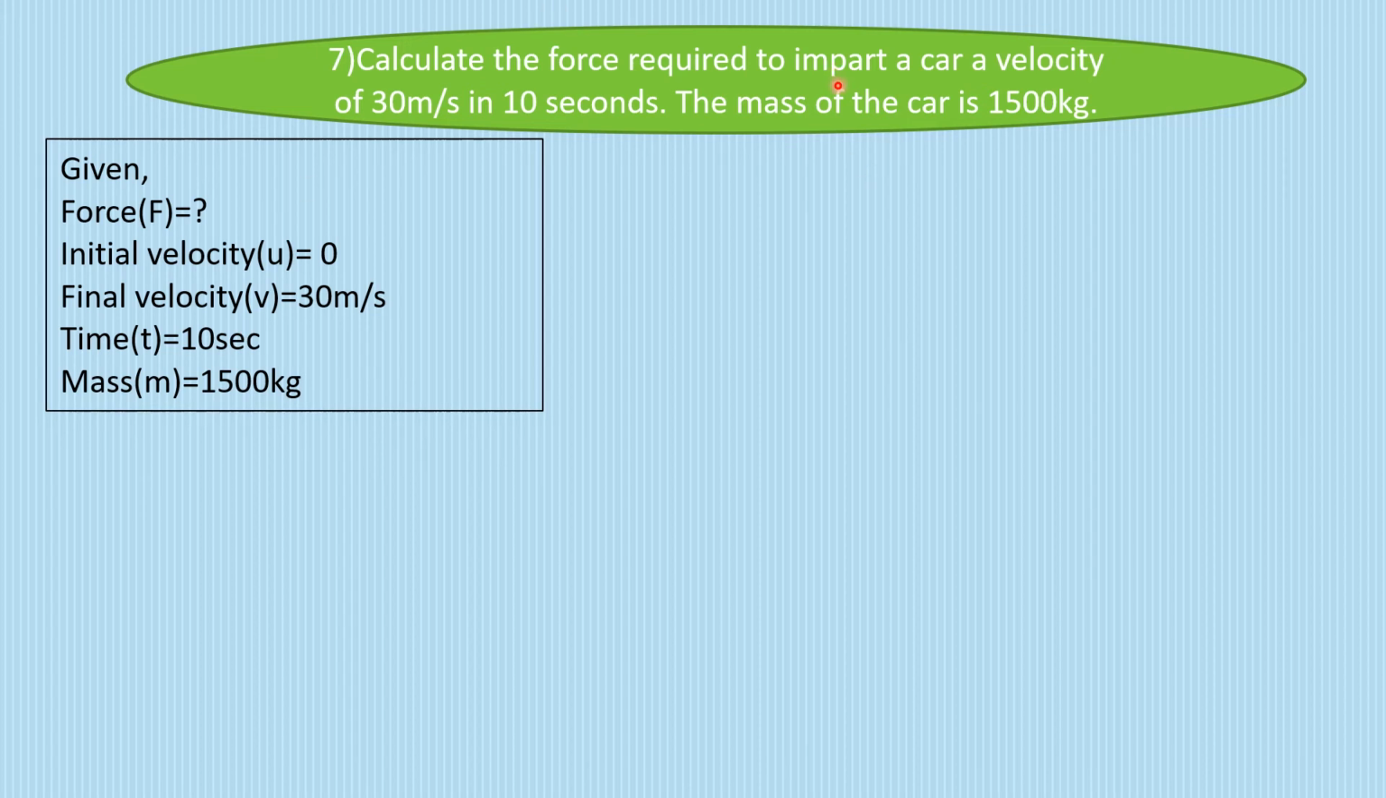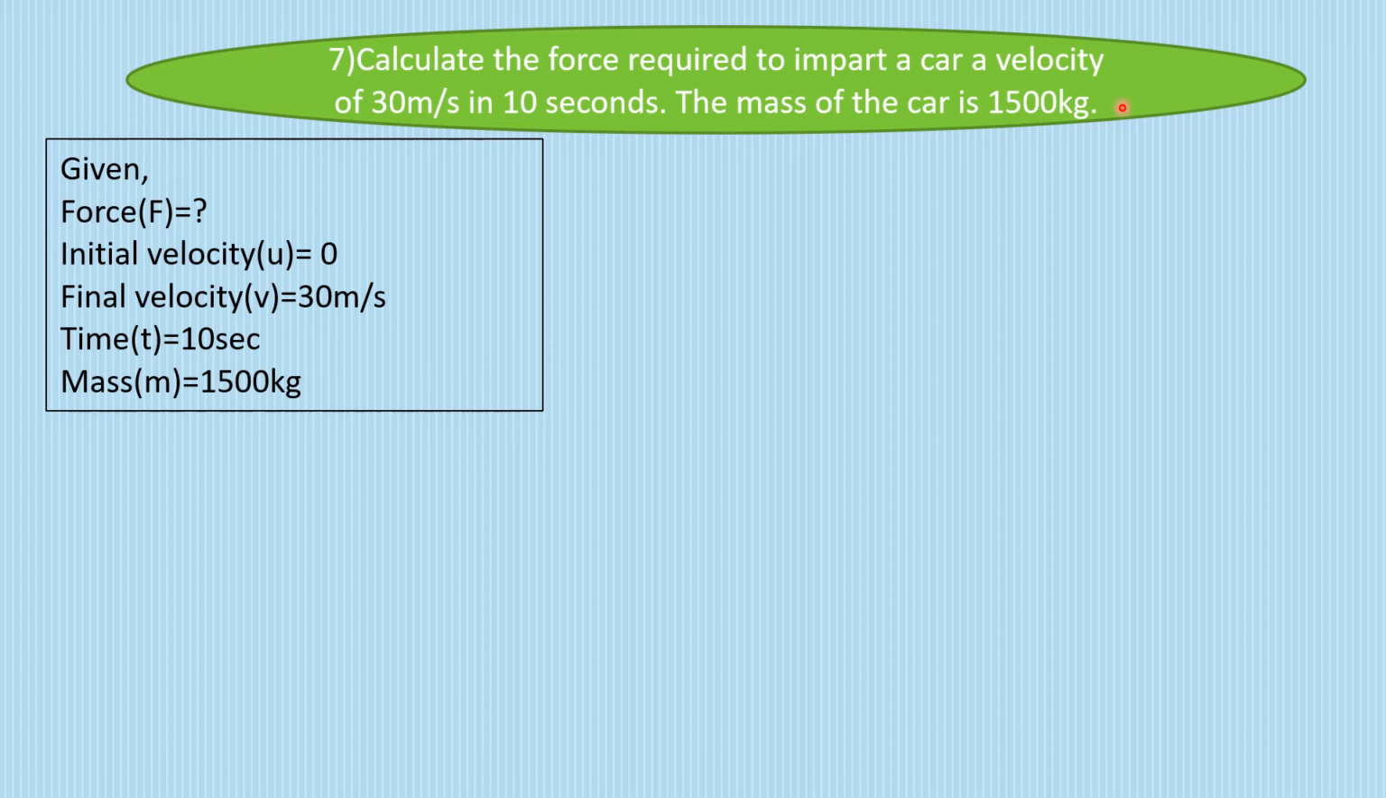Do you know what impart means? That we have to supply that velocity to it, right? So that means it doesn't mean that the object has that velocity already. We want it to have this velocity. That means this 30 meter per second will become the final velocity, right? In 10 seconds, time is given to us as 10 seconds. You have to calculate the force, and the mass of the car is 1500 kg. Got the question? Calculate the force required to impart a car a velocity of this.